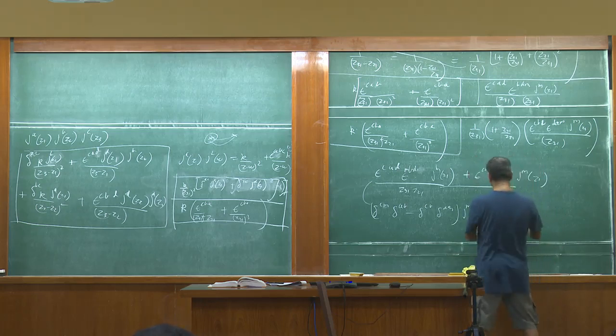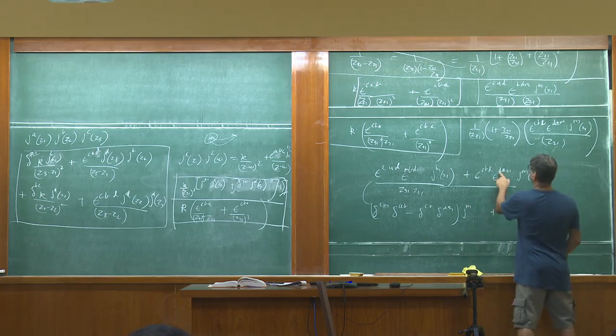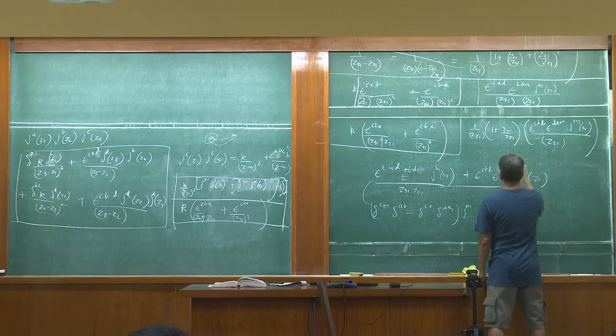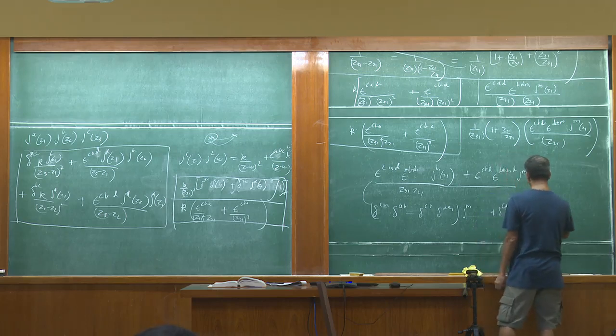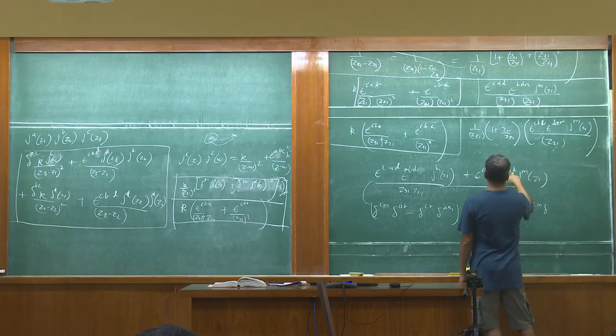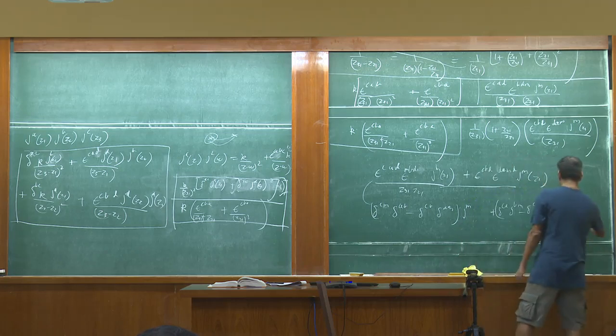Okay, contracting with JM. Whereas this guy, we perform a similar manipulation. The manipulation will cyclically move this so that this D is here, and that becomes delta CA delta BM minus delta CM delta BA hitting JM of Z1.